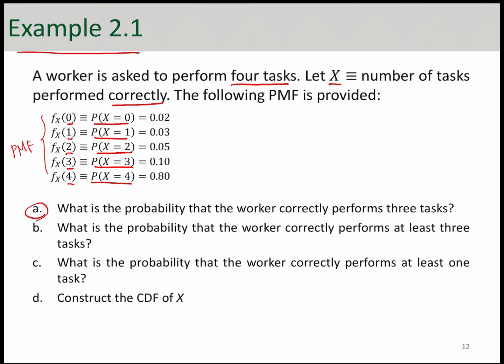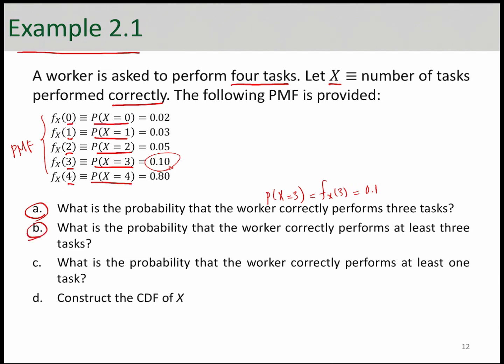What is the probability that the worker correctly performs 3 tasks? Well, correctly performing 3 tasks is probability of X equals 3, right? Or in other words, f of x at 0.3. And that is directly given to us. That is 0.1. So a 10% chance.